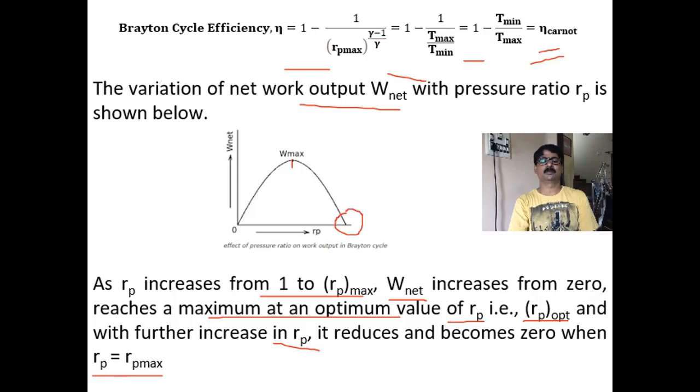When RP is RP max, the W net becomes 0, because, as I told you earlier in one of the previous slides, the net area enclosed becomes 0 at RP max. So in between you have a pressure ratio where you have maximum W output, or W net maximum. That value is called RP optimum. So that is the optimum pressure ratio.